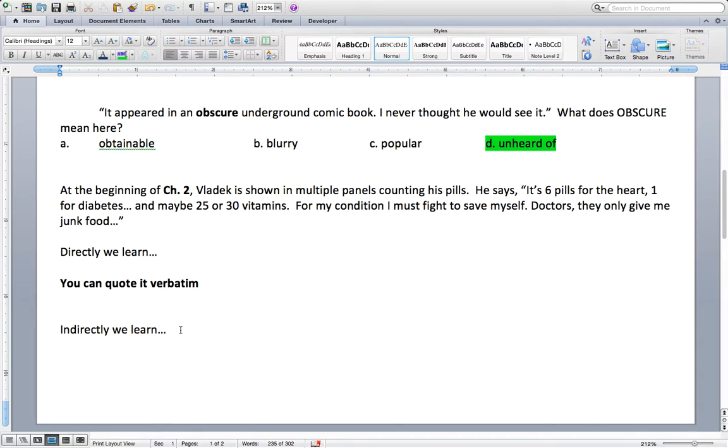Indirect is when we step back and we put some clues together. So I see that he's taking 6 pills for his heart. I see that he's got diabetes. I see that he's taking 25 or 30 vitamins. He's saying he must fight to save himself. I can conclude that he is very health conscious because I put these clues together. Therefore, I can conclude that he is health conscious.